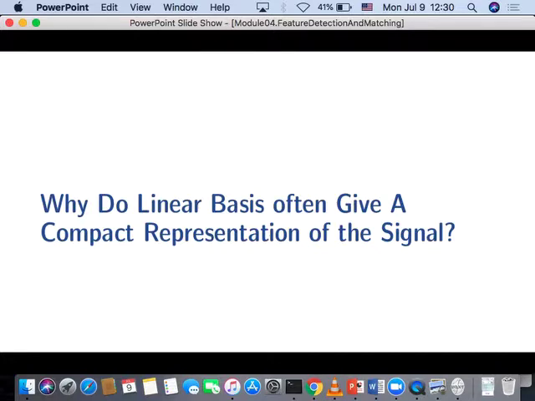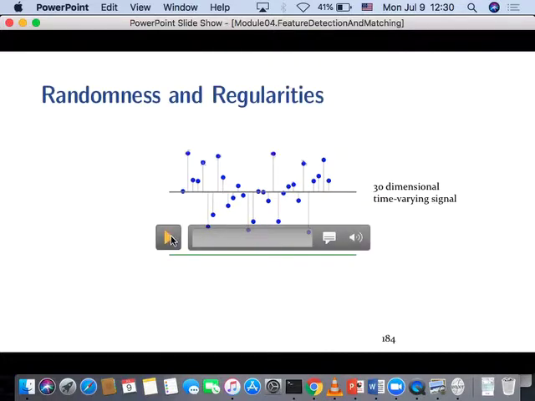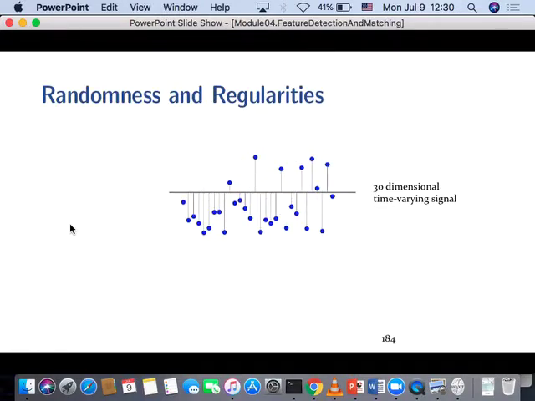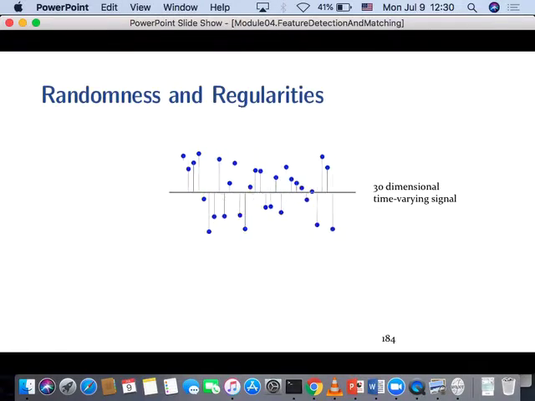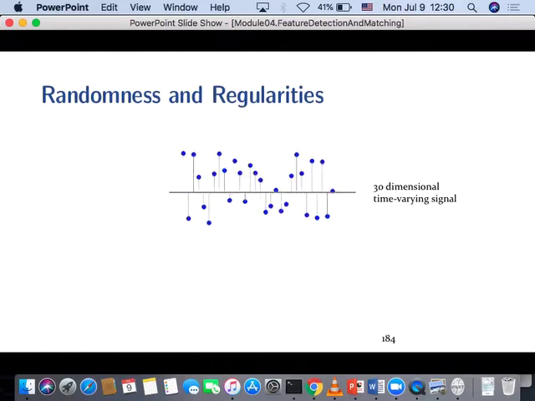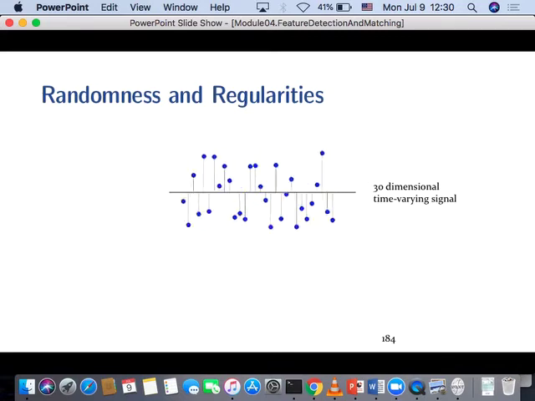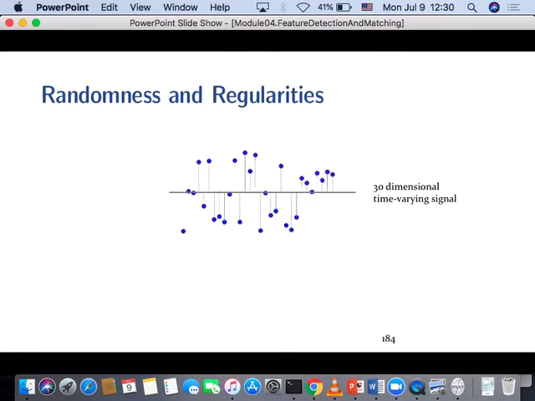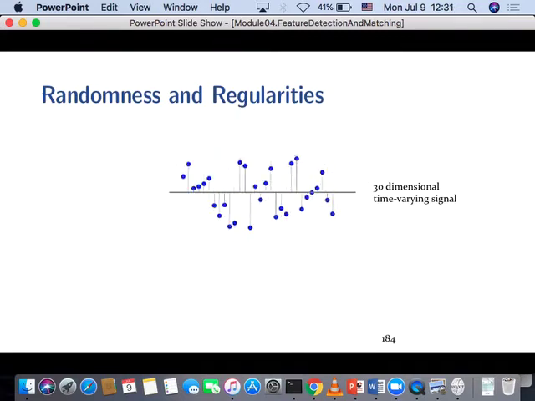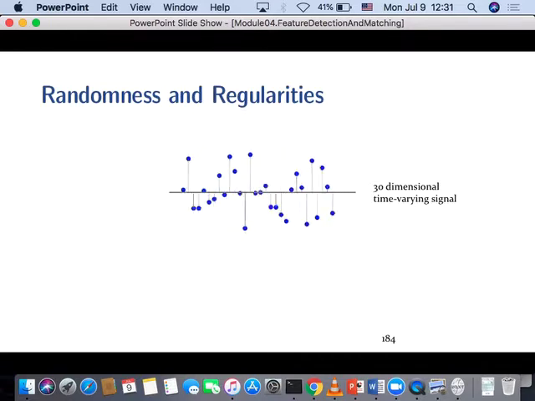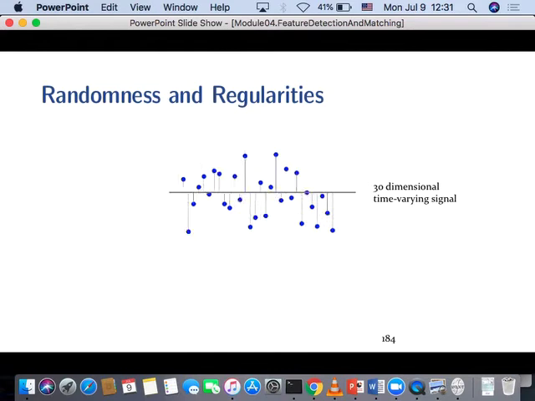So why do linear bases often give a compact representation of a signal? I want to illustrate that just by showing you this time varying signal. Think of it as a one-dimensional video which has 30 pixels in it. This video is changing, or you could think of it as rows of an image, whatever you want. I'm giving you a one-dimensional example which changes over time.